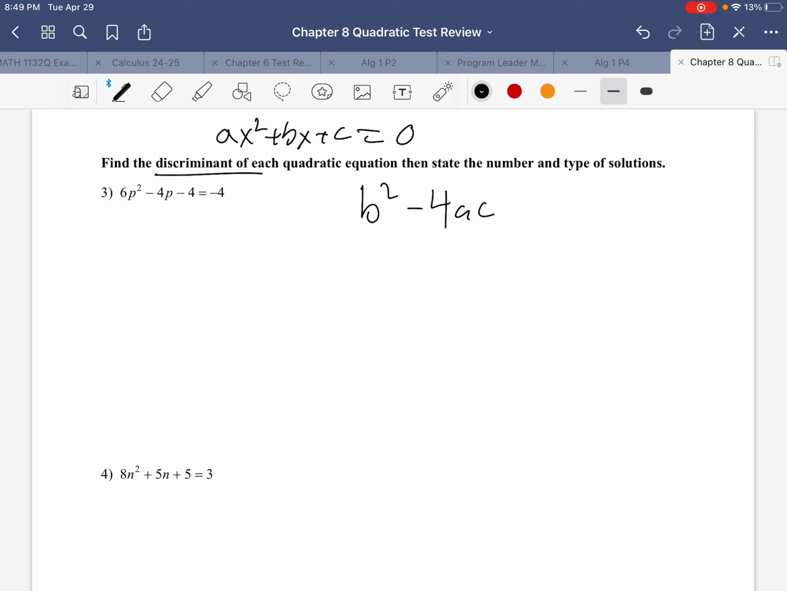So this looks like I need to add 4 on both sides of the equation. Which when I do, I get 6p squared minus 4p equals 0. So now a is 6, b is negative 4, and c is 0. So b squared is going to be negative 4 squared.